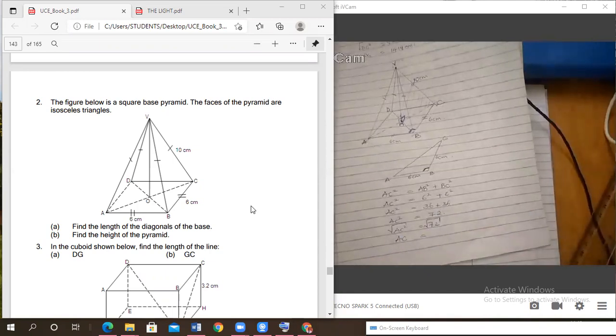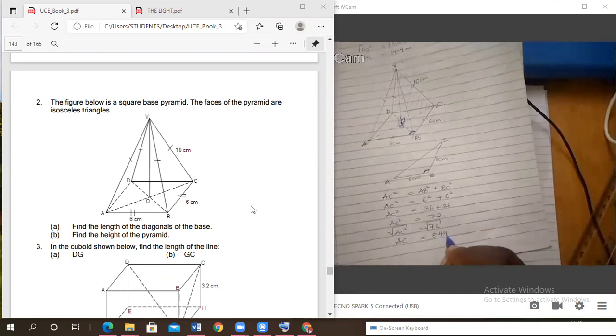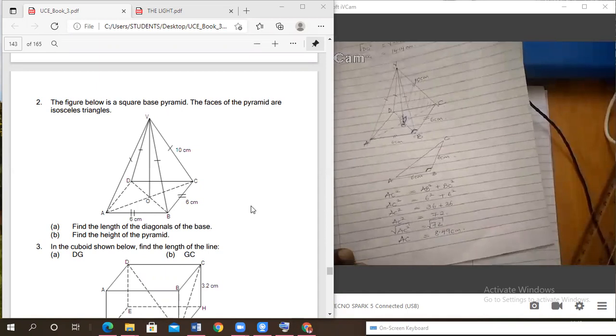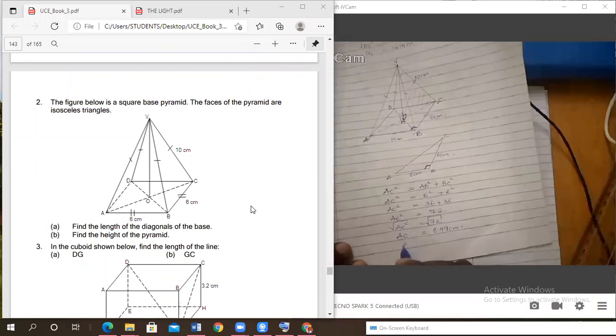give me the answer. 8.49. 8.49 centimeters. So that means AC, which is the diagonal, is 8.49 centimeters.